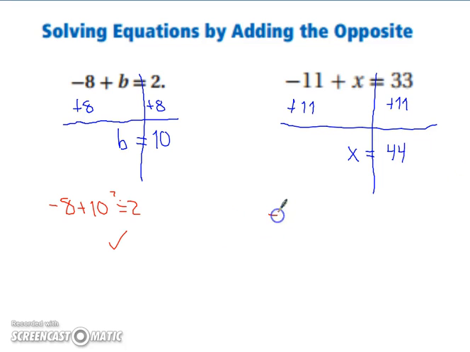Always double check. Negative 11 plus 44. Does that in fact equal 33? Well, 44 minus 11 is 33, so we're good to go.